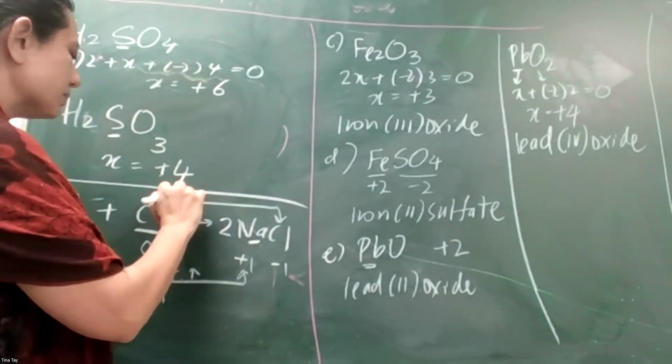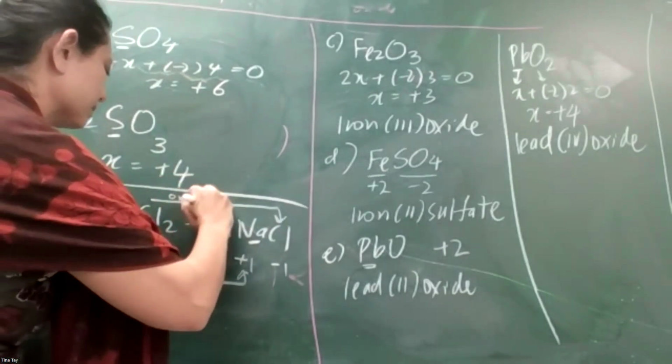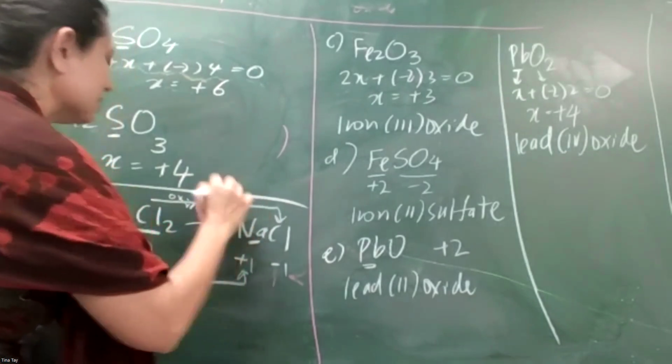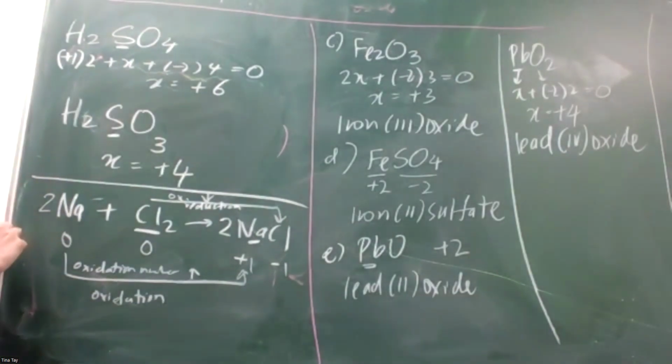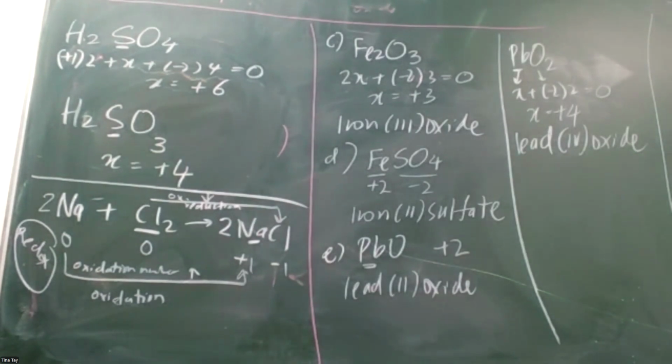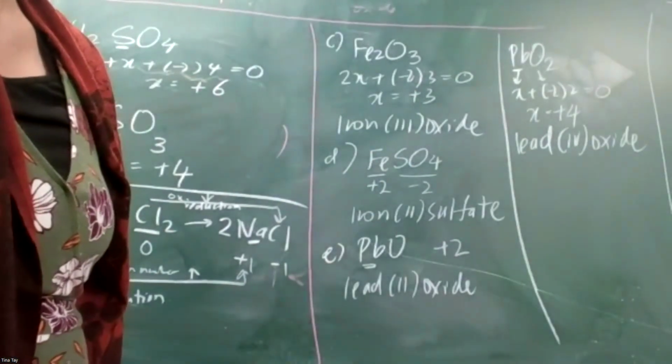This one went from zero to negative 1, so the oxidation number went down. So this is reduction. So in this one equation, there is oxidation and reduction. So this is known as redox. Although we cannot see the electron, we can see the oxidation number. Okay, do the questions.